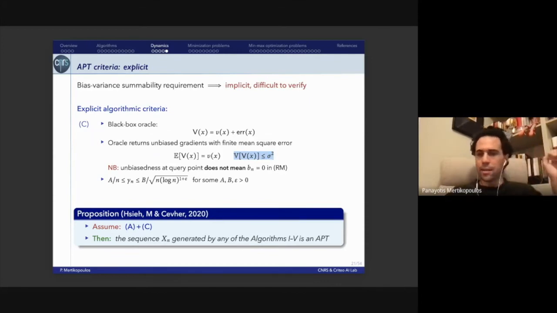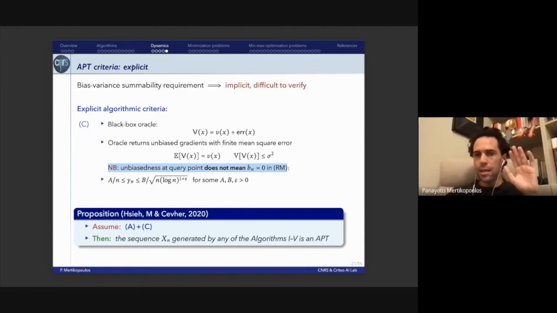I mean here finite variance. So the second moment of this error term is bounded in expectation. All right. So what I would like to point out here is that the unbiasedness of the gradient oracle does not mean that we have non-zero bias in the Robbins-Monro scheme.